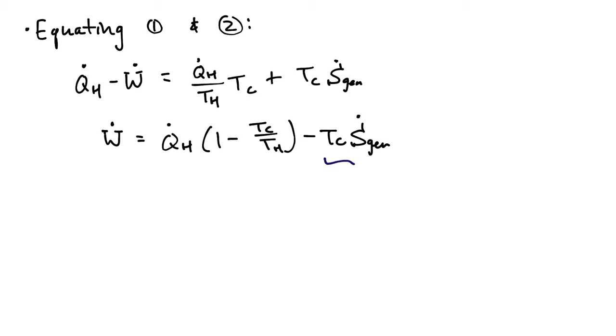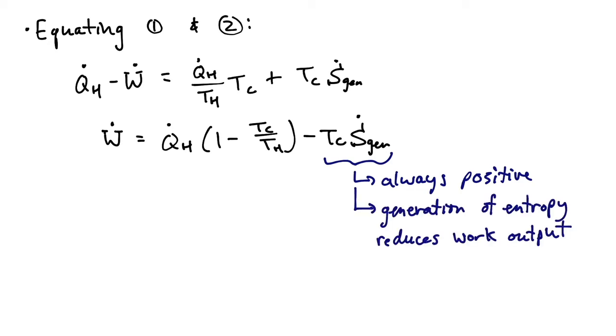Now we'll just focus specifically on this term. First of all, we can say that this is always positive, and that's because the temperature Tc is of course an absolute temperature, and as we know from the increase of entropy principle, S gen is also always positive. Since this is always positive and we've got a negative sign in front of it, we can conclude that the generation of entropy is always going to reduce the work output. On the left-hand side is our work output, and this is always taking away from that work output.